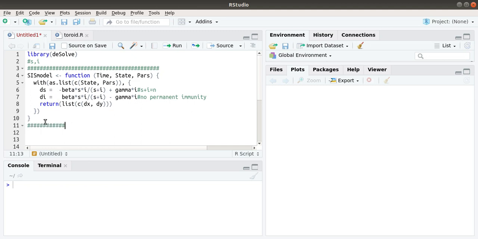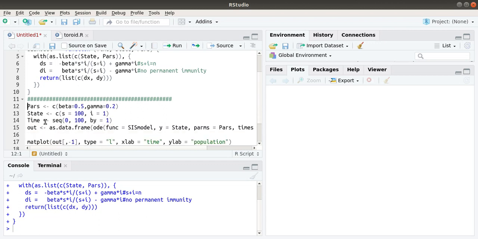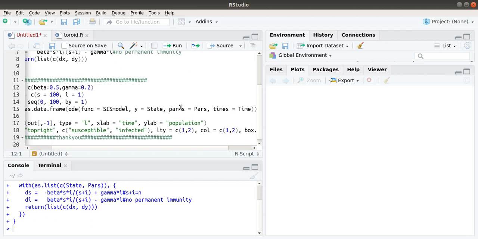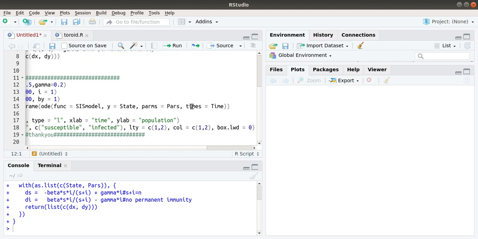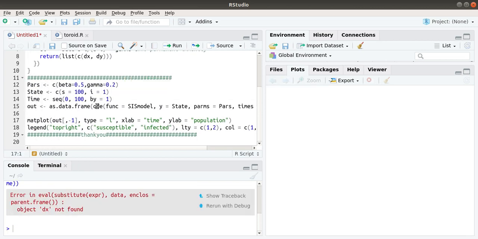And now let's put in various values for this model. Let the parameters be beta equal to 0.5 and gamma equal to 0.2, and the initial number of susceptibles is 100, and the initial number of infected people is 1, and the time is calculated from 0 to 100 with an increment of 1. So this is our deSolve function, ode. We implemented the name of the function, and the state, the parameters and the time are initialized here, and we are returning it as a data frame, naming it out.